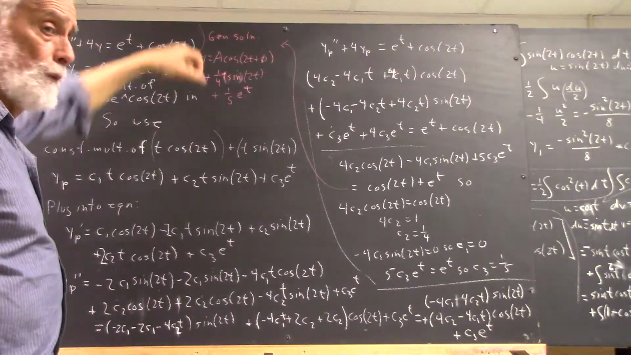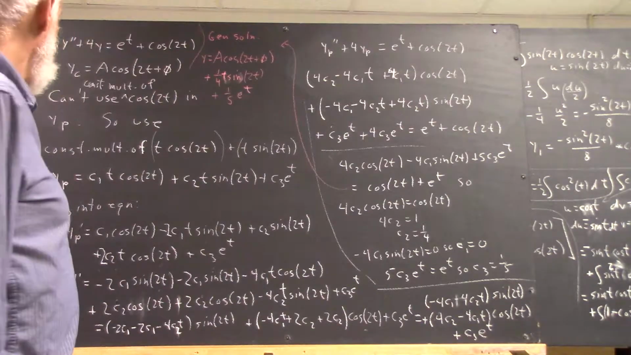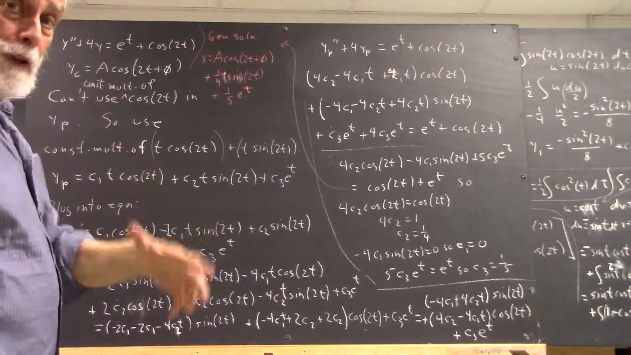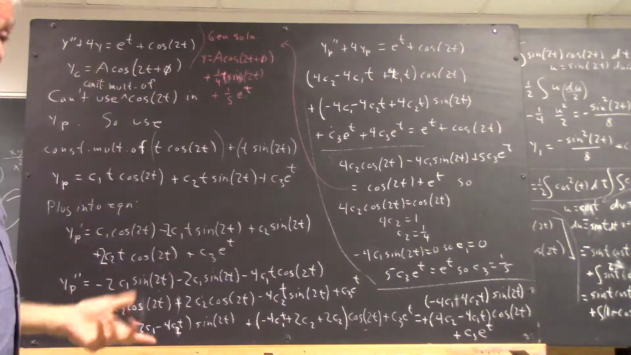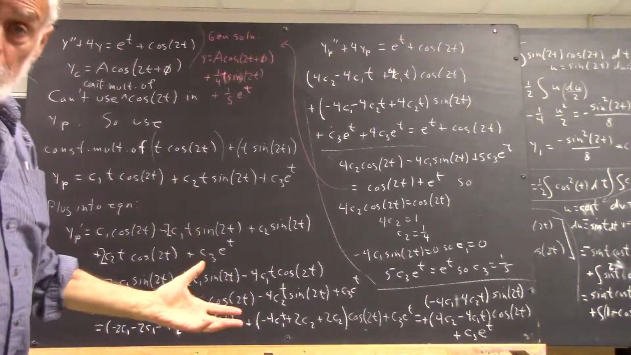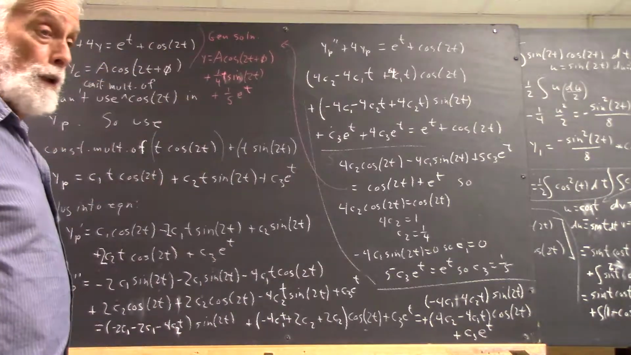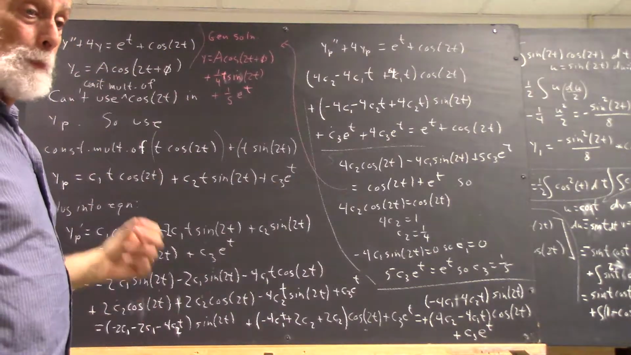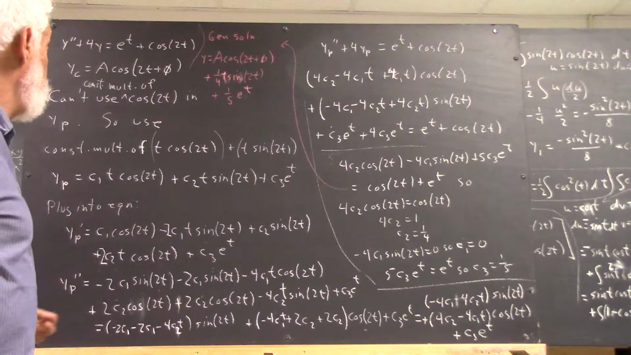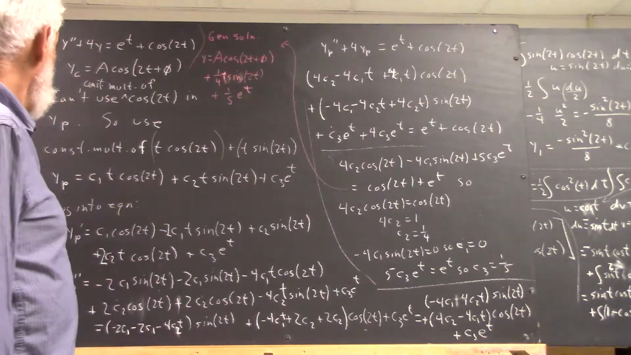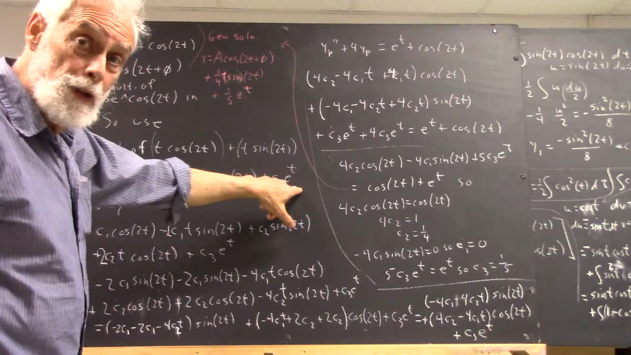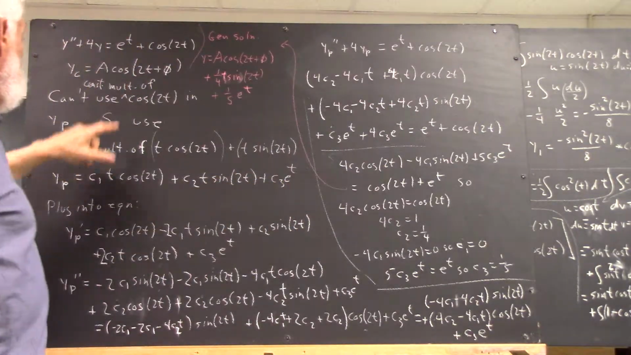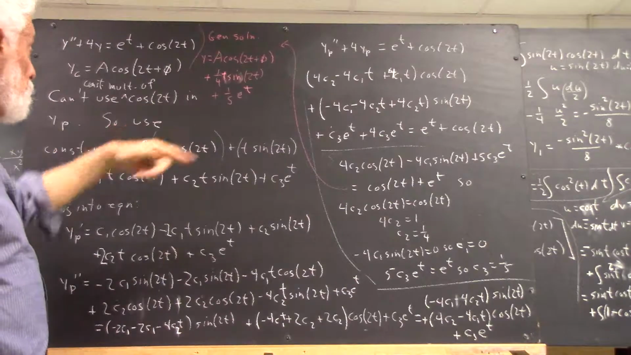So what are we going to do when we set up our trial solution? Now, first place, let's be clear that our characteristic solution, our solution to the homogeneous equation, is just what it was before, and I'm not going to rewrite that. We want to concentrate on what we need to do to get our particular solution. Okay, well, the e to the t part is going to be easy. Our particular solution is going to have a constant times e to the t. But we can't use cosine of 2t.